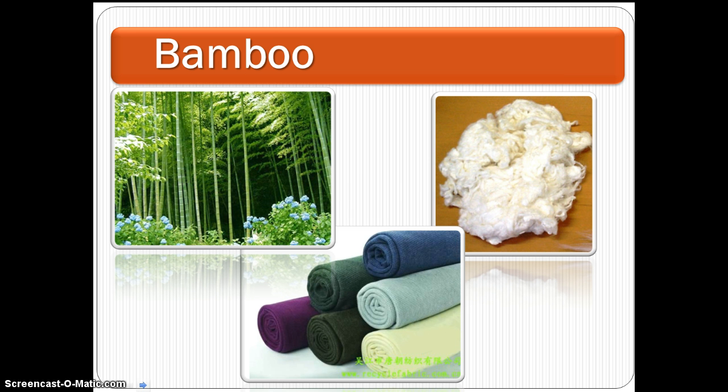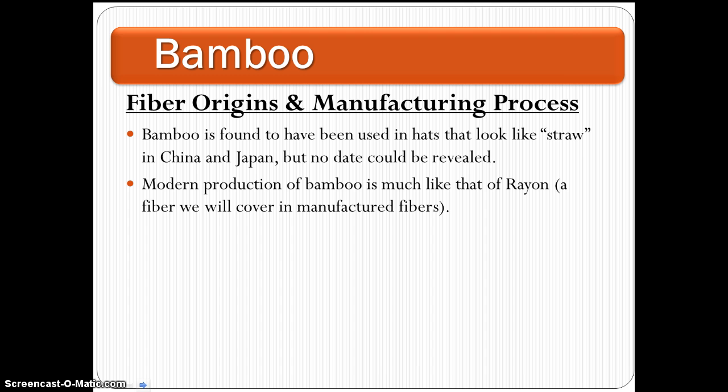Our last fiber today is bamboo. Bamboo originally had been found to be woven into hats that look like straw in China and Japan, but actually no date could be ascertained for that. But that was in its wide, flat strips. But modern production of bamboo is much like that of rayon. You'll discover the process of the rayon fiber manufactured through the manufactured fibers in the next chapter.